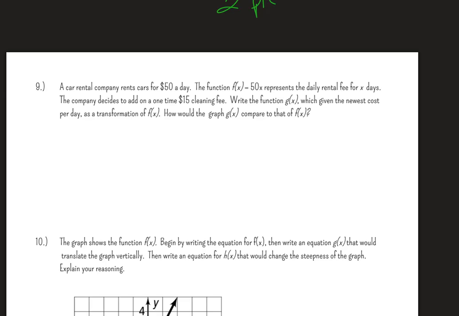Okay? Okay. A car rental company rents cars for $50 a day. The function f of x equals 50x represents the daily rental fee for x days. And I'm going to go ahead and highlight this in blue, daily rental fee, just so that I've got it clear in my mind what's what. Daily rental fee equals 50x. Okay, the company decides to add on a one-time $15 cleaning fee.